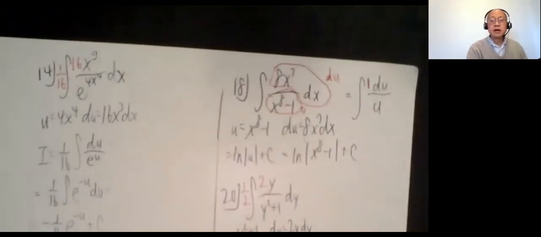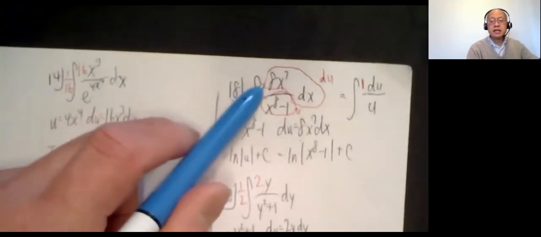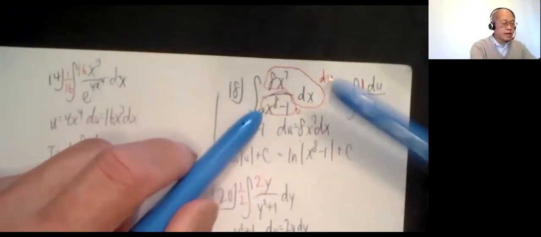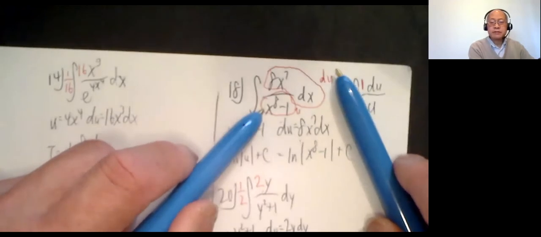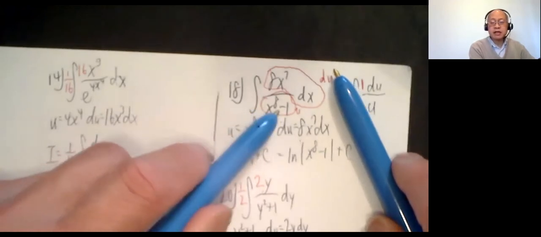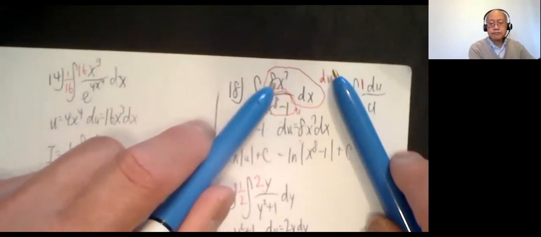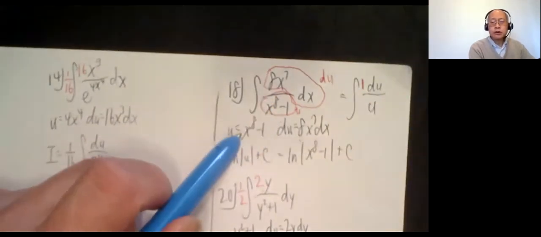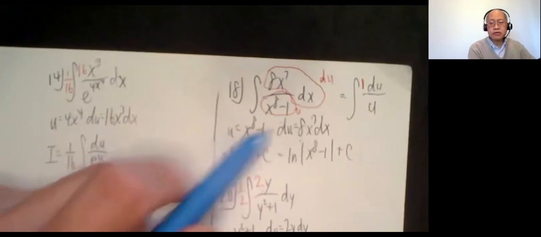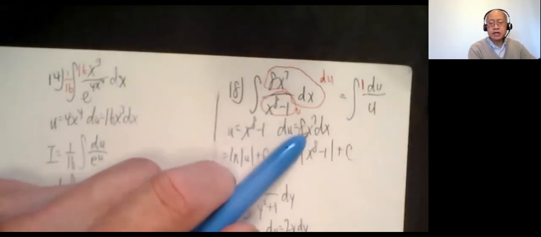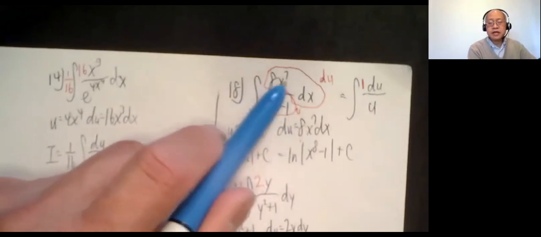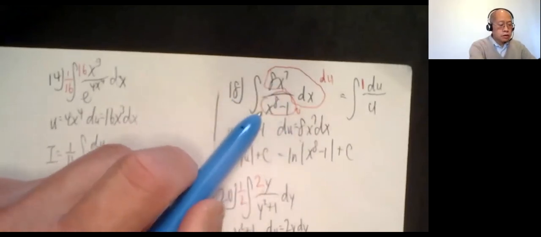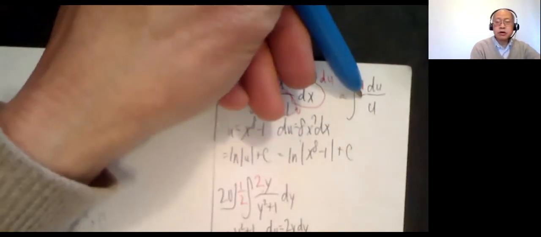All right, then let's see, moving on to 18. 8x to the 7th over x to the 8th minus 1 dx. This is perfect, right? What's the derivative of x to the 8th minus 1? 8x to the 7th. So u equals x to the 8th minus 1. du is 8x to the 7th dx. So the top is du, the bottom is u, okay? So it's du over u.